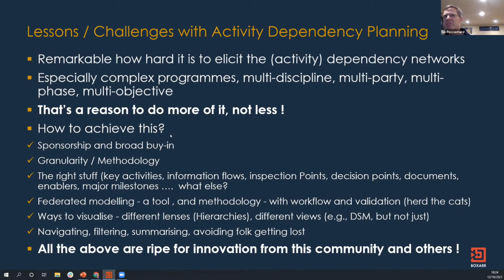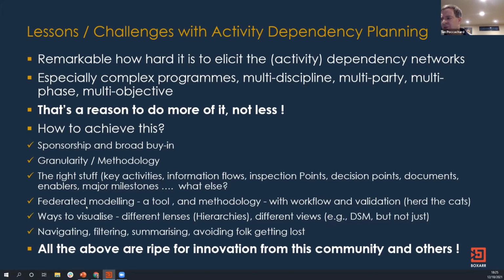And I'll leave some bulleted points. It's not a complete list, but really, in my experience, you need to have excellent sponsorship at the customer level, at the senior executive level, and you need to get broad buy-in, not just by the top level organization, but by their supply chain in order to be successful. You need to get the granularity and the methodology right to elicit this information. You really need to put the right things into the models, because if not, you end up with a hell of a lot of noise, which you can't really manage, and you lose the goodwill of the participants.